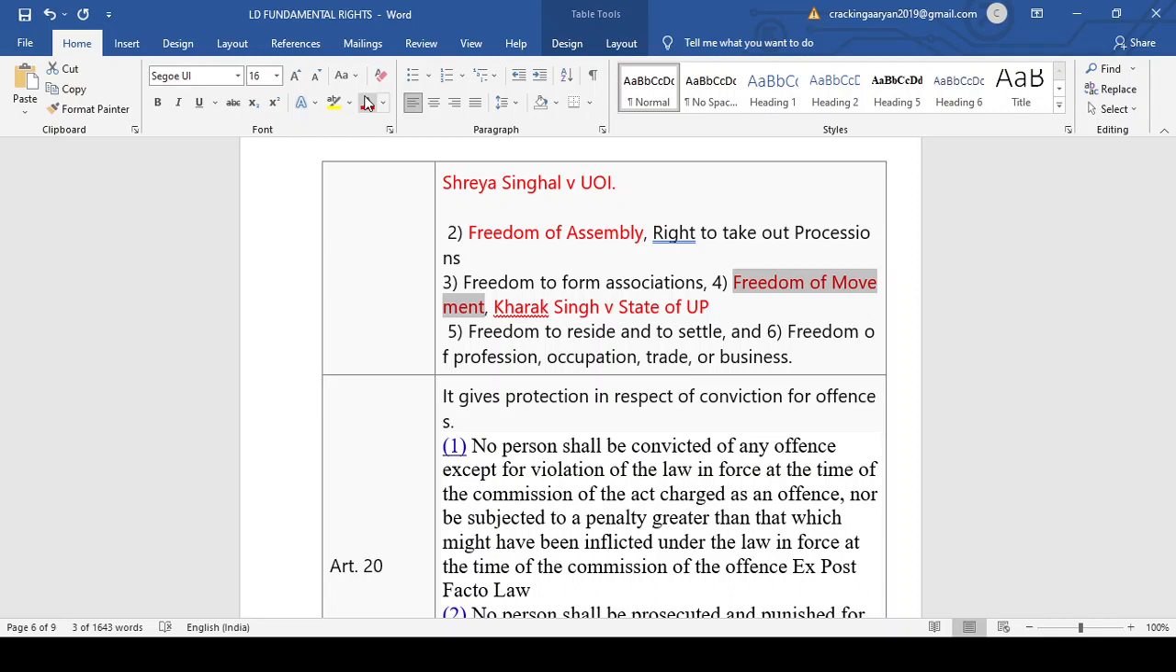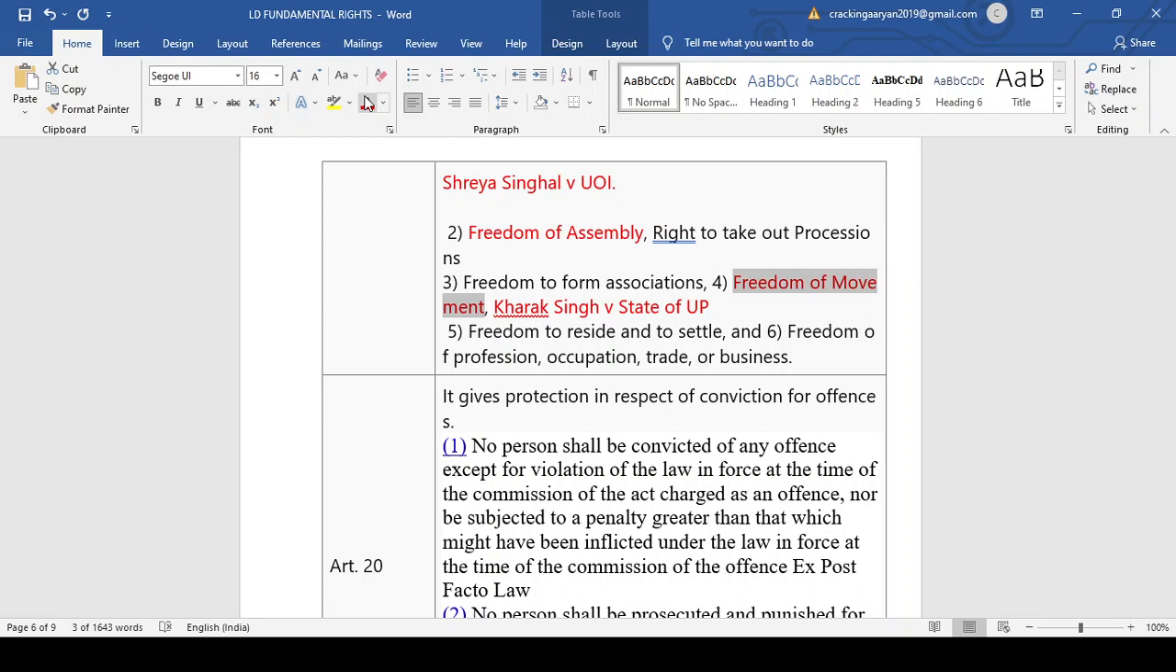And then we have the freedom to reside and to settle even in the state of Jammu Kashmir. After 5th of August 2019, we can even reside in the state of Jammu Kashmir, except Nagaland, where there is a provision under which you have to take the permission of the government of Nagaland if you want to stay for more than 24 hours.